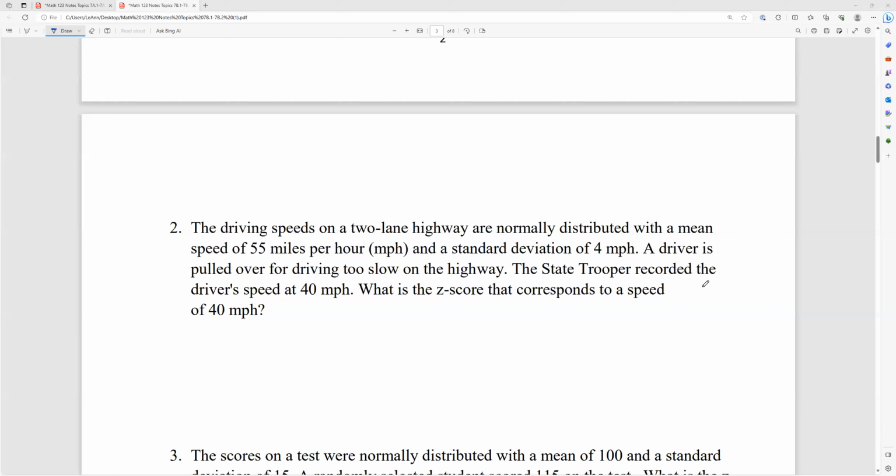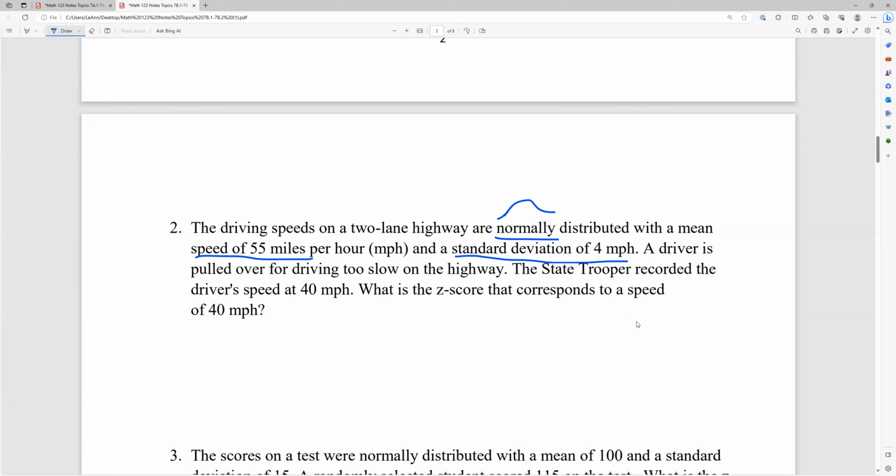So if we look at this one, number 2, it says the driving speeds on a 2-lane highway are normally distributed. That part is important. We do need to know we have a bell curve, because that is the symmetric shape. So normal, when they say that, they mean bell or symmetric. The mean is 55 miles per hour. Standard deviation is 4 miles per hour.